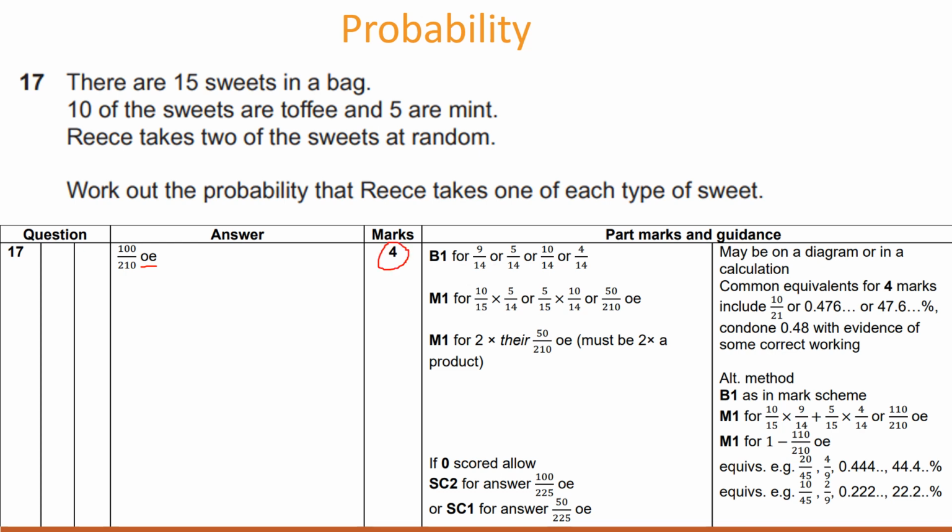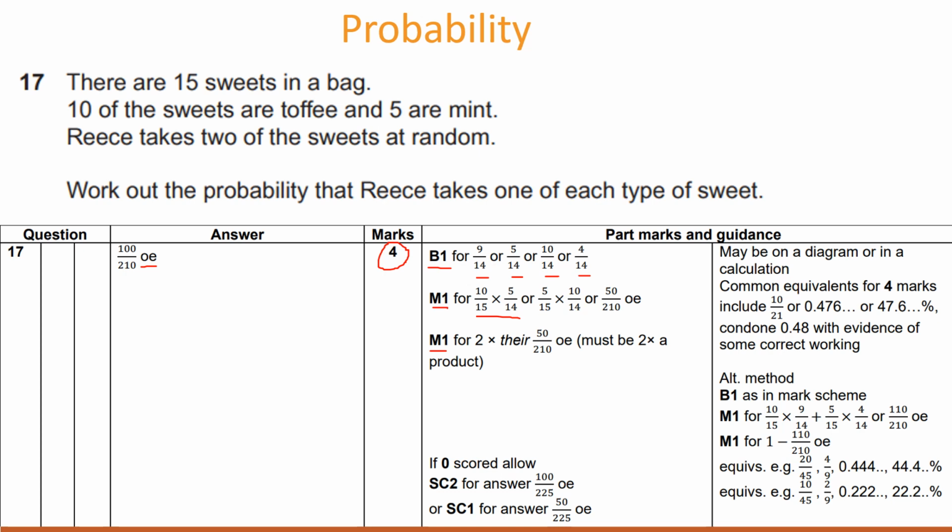So you can see you got B1, which is a method mark for getting either 9 over 14 or 5 over 14, or any of those fractions over 14 of the second strands. A method mark for getting 10 over 15 times by 5 over 14, or the opposite way round, depending on which strand you went along. Then you've got a method mark for doing 2 times by your 50 over 210, or we added them rather than doing it as a product. And that's where your 4 marks came from on the mark scheme.